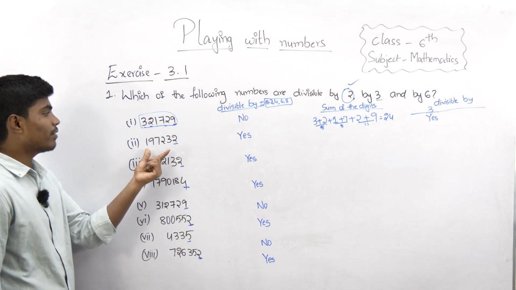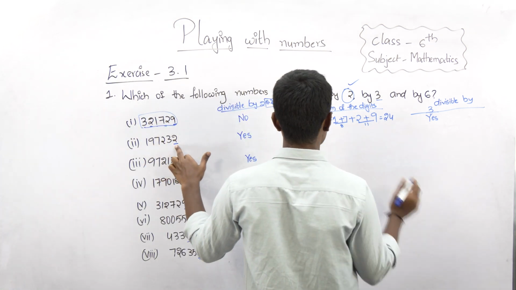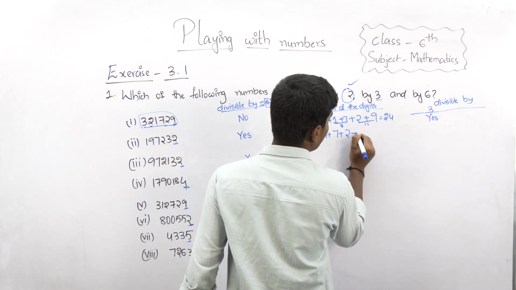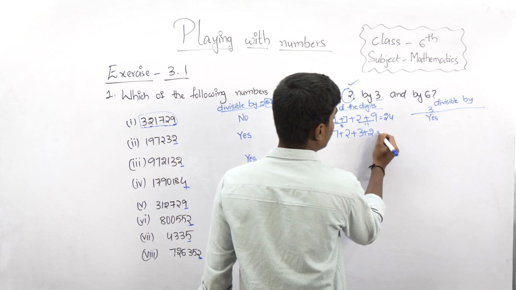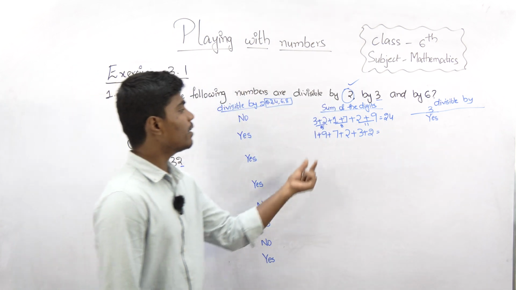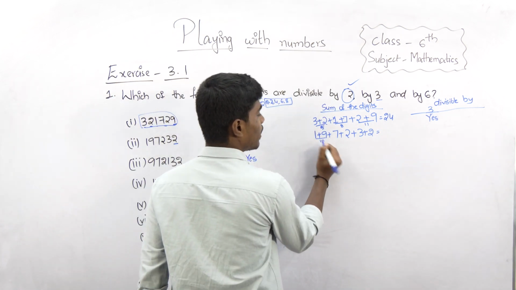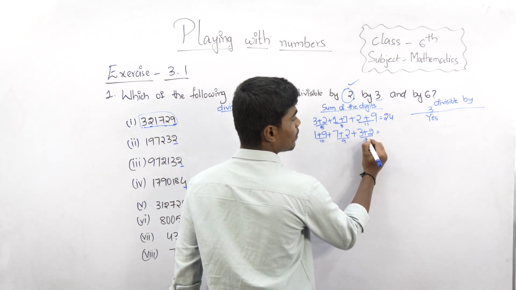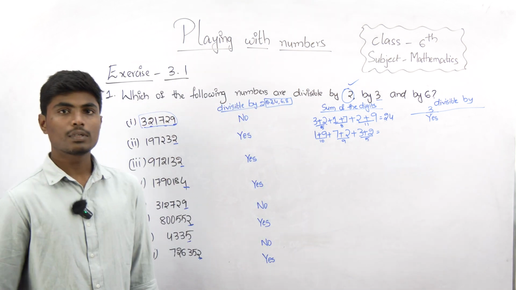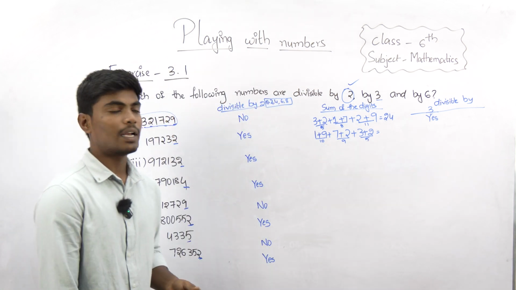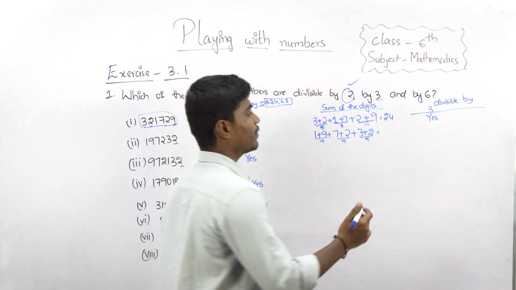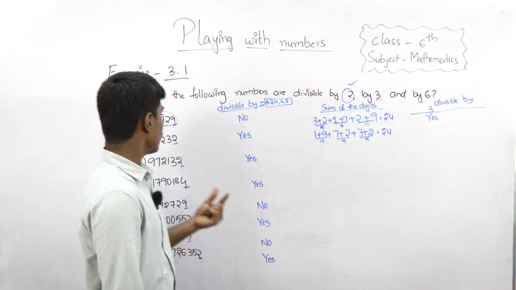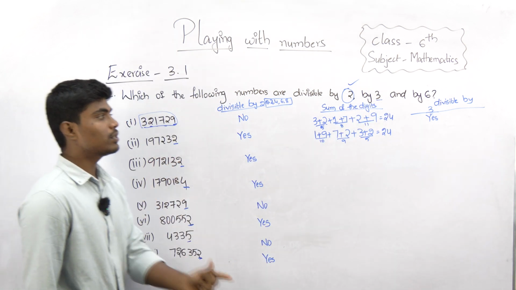We move to the second one. We have to find the sum of the digits: 1 plus 9 plus 7 plus 2 plus 3 plus 2. 1 plus 9 is 10. 7 plus 2 is 9. 3 plus 2 is 5. 10 plus 9 is 19. 19 plus 5 is 24. 24 is divisible by 3, so this number is also divisible by 3. So yes.